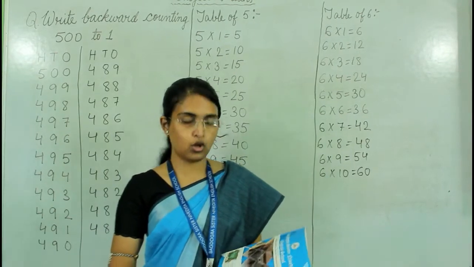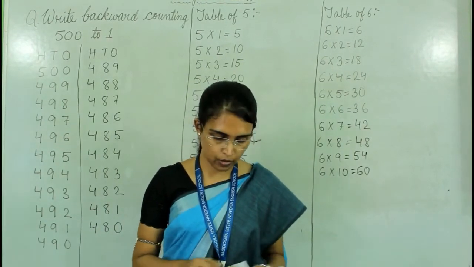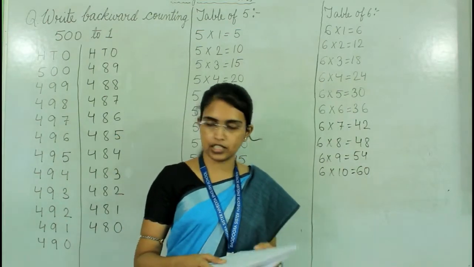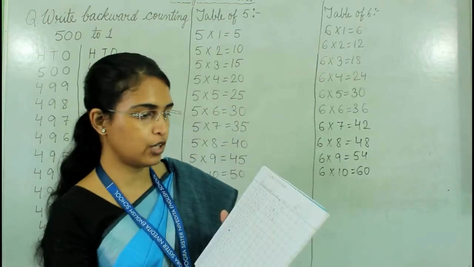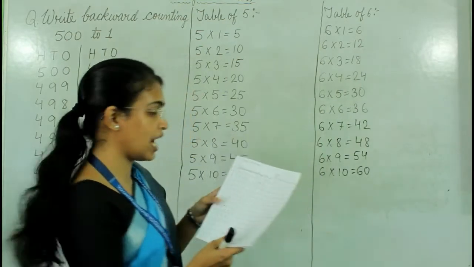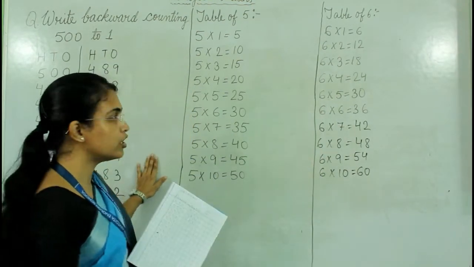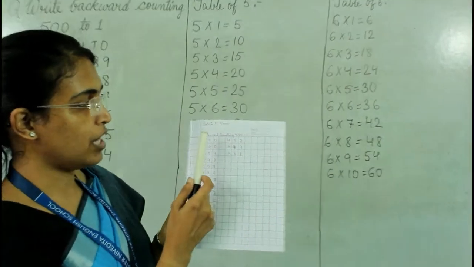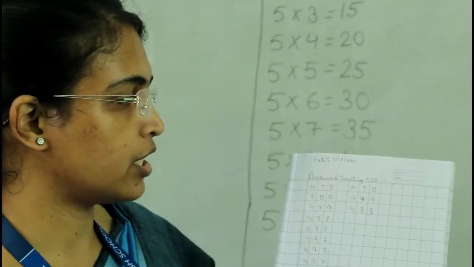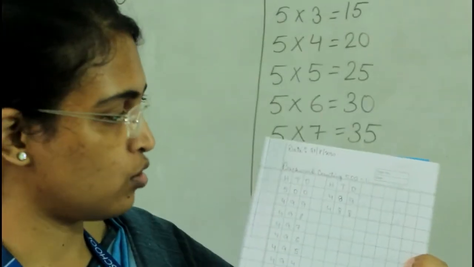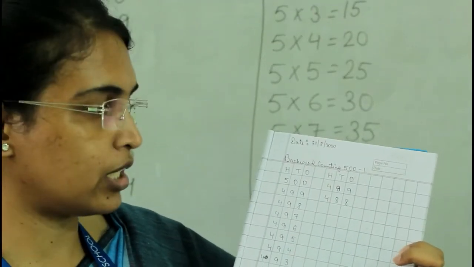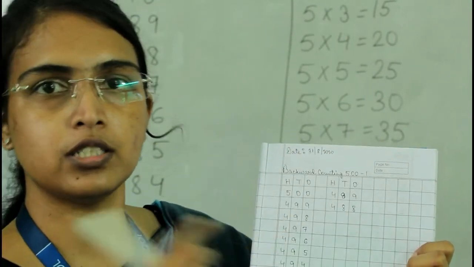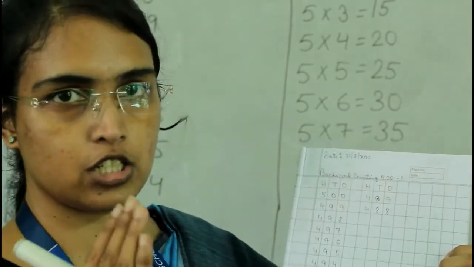Take out your notebook. In your CW copy, mention the date and write this question. Whatever you have to write in your copy, I have written on the board. You can note it down from here. First question is: write backward counting from 500 to 1. When you are doing backward counting or number counting, use a separate box for each digit.